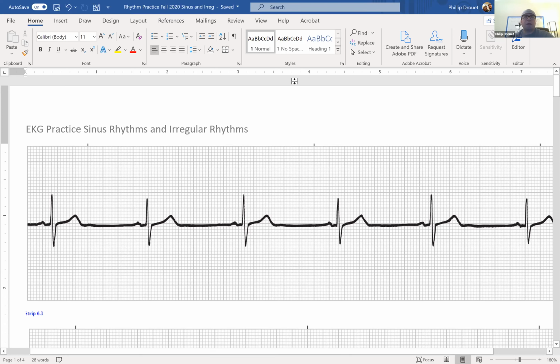Let's move on. The next thing, step number 5, is to calculate the rate. We're going to calculate the rate using one of those 3 methods that we've discussed in class: the 300 method, the 6-second method, or the 1500 method. As we discussed in class, the 1500 method and the 300 method can be used only in regular rhythms, and of those 2 methods, the 1500 method is the most accurate. Because this is a regular rhythm, we're going to use the 1500 method. I'll measure and count the number of small boxes between 2 like beats.